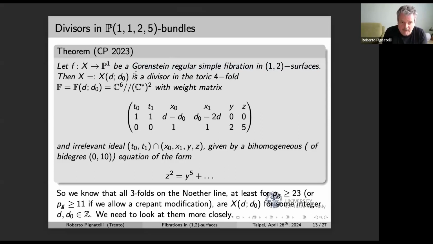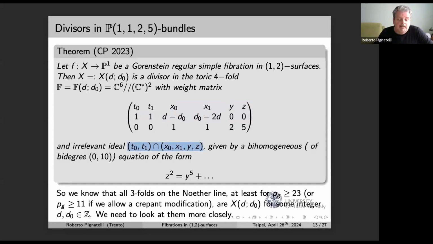The bundle over P1, in P(1,1,2,5) or P1, where X is embedded becomes one of these toric guys. And not just one of these toric guys. The weights C and D are 0. And the weights A and B, let me forget from now. We will see this later. Let me insist on the fact that the weights of Y and Z are 0. And okay, the ideal is the same I mentioned before.